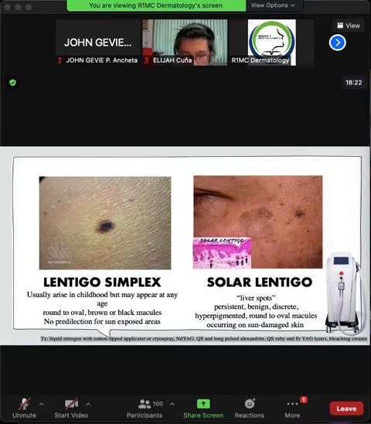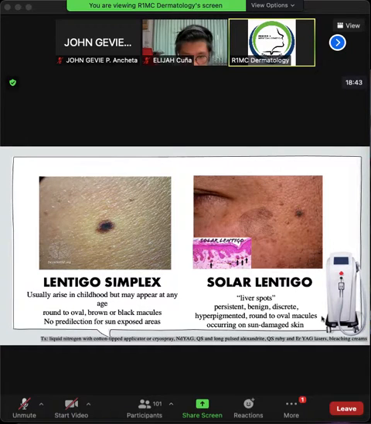So for your treatment, we usually advise application of liquid nitrogen with a cotton tip applicator or cryospray. And then we can also advise laser treatments as well as bleaching creams containing hydroquinone, tretinoin, and others including adapalene.